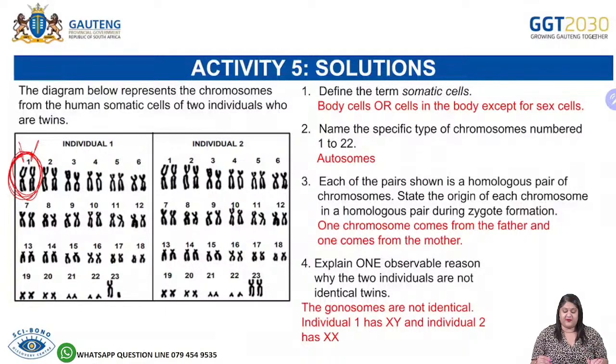Explain one observable reason why two individuals are not identical twins. So why are these two not identical twins? So if you have to look at all of their chromosomes, all of them look pretty identical, right? But let's look at number 23. That is the first giveaway. Identical twins have to be the same gender. And in this instance, one is a boy and one is a girl, and therefore they cannot be identical twins. They can still be twins, okay? They will be then fraternal twins, which means that they are not identical.